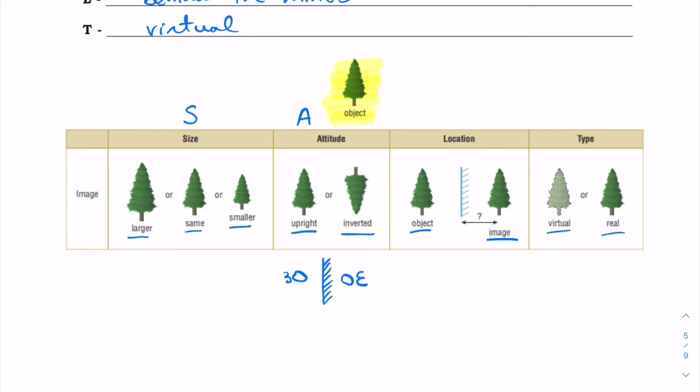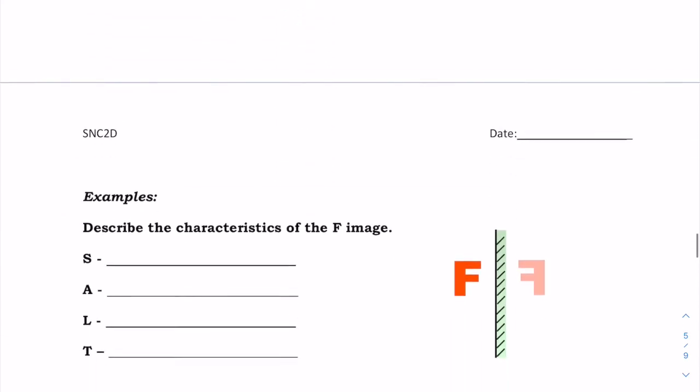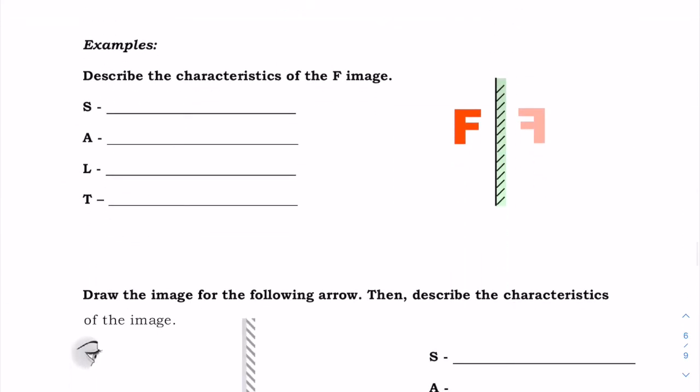Let's do some practice. Okay, so we're going to describe the characteristics of the F image. So this would be the object on the left, and the image is on the right.